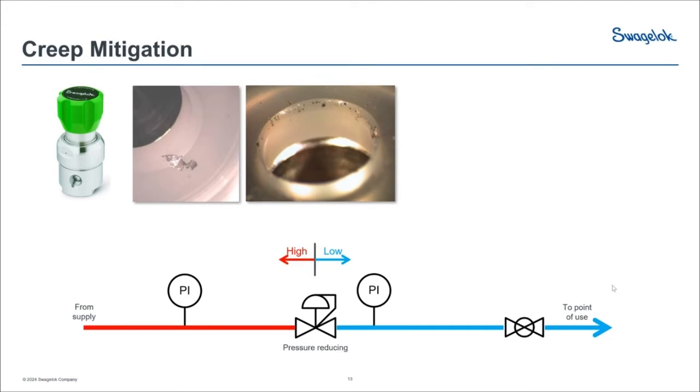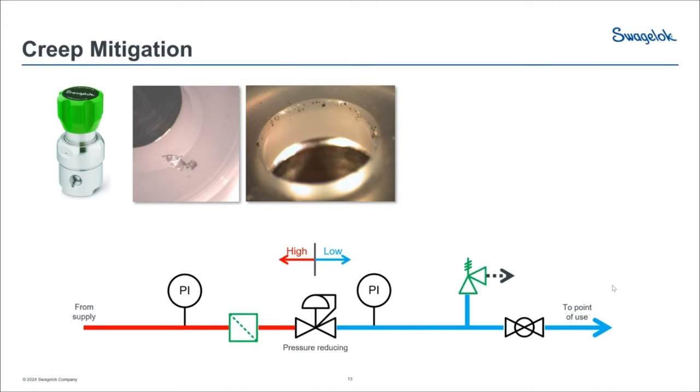In the illustration down below, we have a basic pressure reducing regulator, 2 gauges on either side, and a downstream isolation valve that separates the equipment from the regulator. The first thing we can do is add a relief valve on the outboard on the low pressure side of the regulator, and what that will do is reduce the pressure rise should regulator creep occur. That relief valve would be set to a pressure slightly above that low pressure set point.